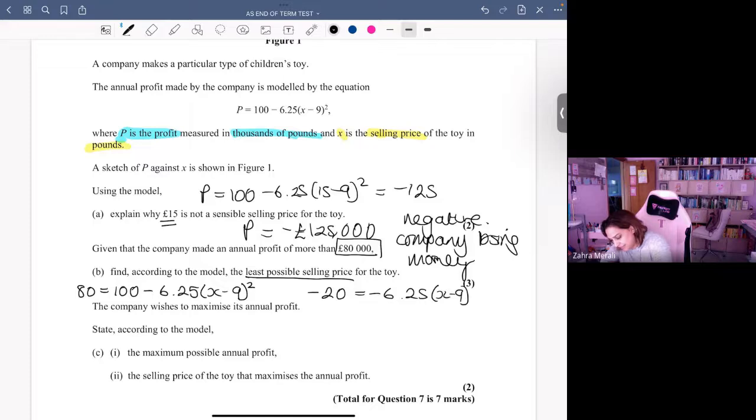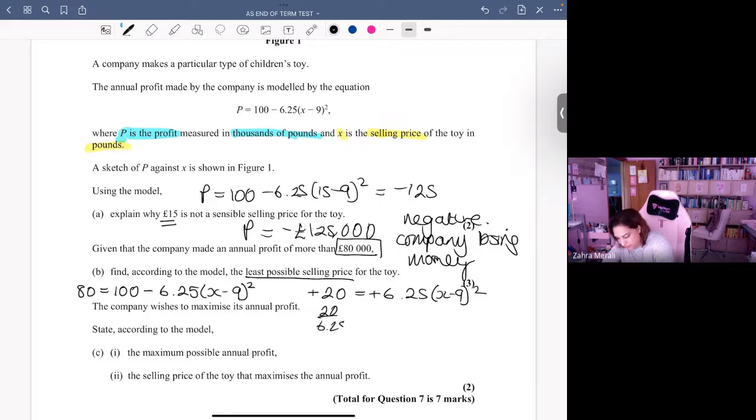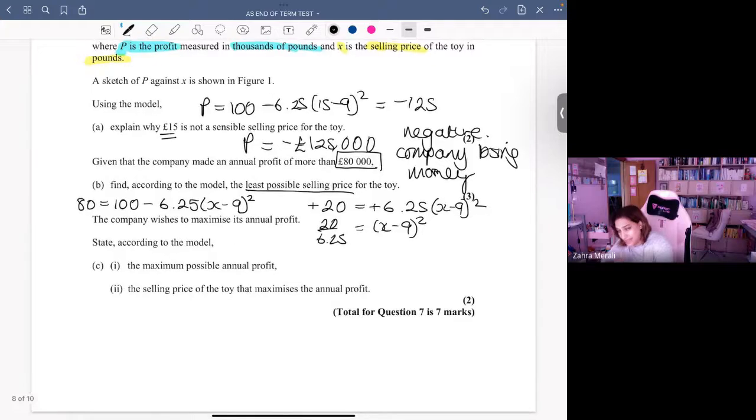Equals minus 6.25 times x minus 9 squared. Remember, when it's in completed the square form, don't open it all out again. You don't need to. Change these both to pluses, because 20 over 6.25 equals x minus 9 squared. I'm still not typing anything in my calculator. Now I can take a square root, because the more things you type in, the more likely you're going to make a silly mistake. Now that can be plus or minus.